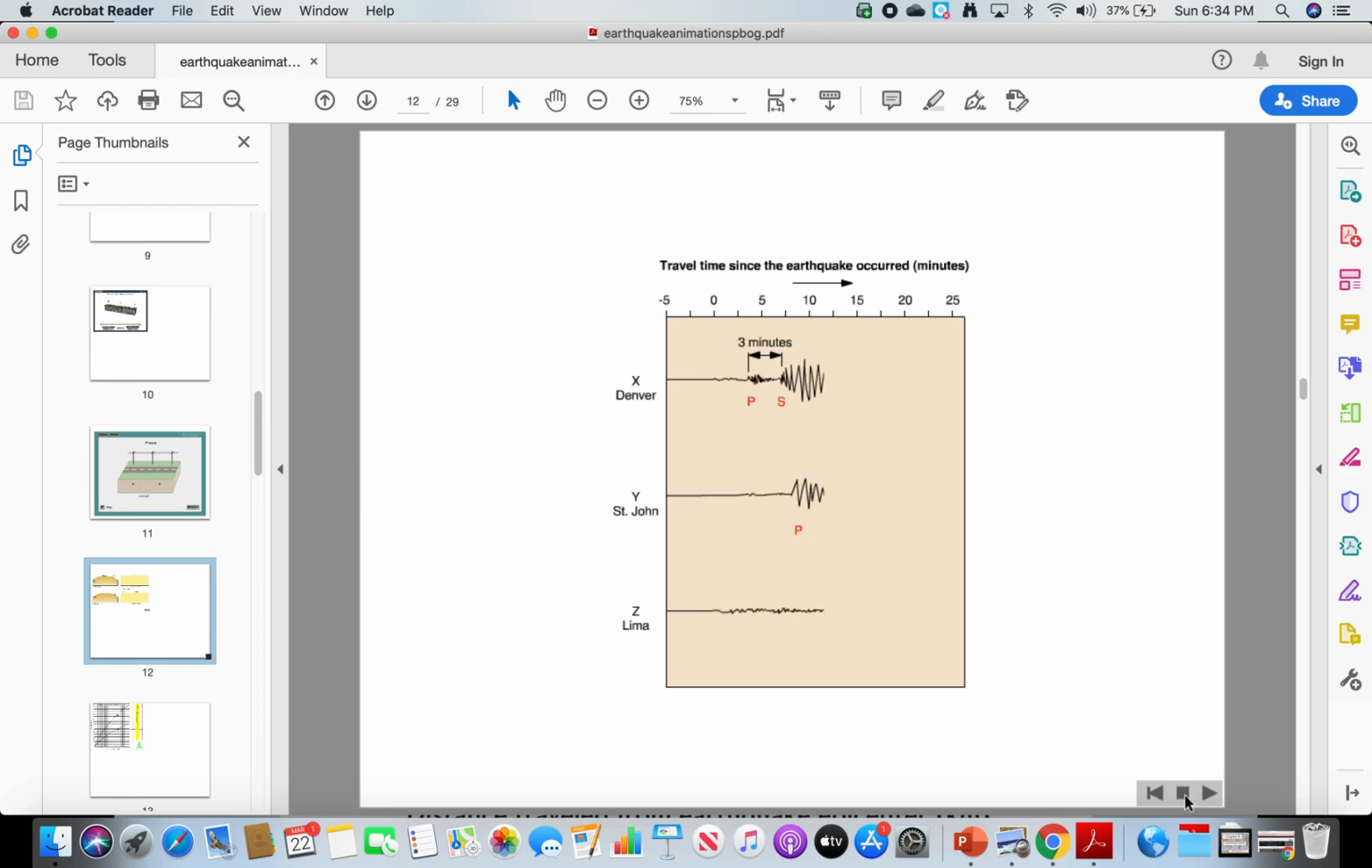Now on this diagram, we have 3 seismograph stations, 1 in Denver, 1 in St. John up in Canada, and 1 in Lima, Peru. The lag time at Denver was 3 minutes. The lag time at St. John was 8 minutes, and the lag time at Lima was 12 minutes. Even if you didn't have this up here, how do you know who's closest? That's right. This was the least lag time. So we know that this was closest to the epicenter. But we also know their arrival time. So we have the P arrival and the S arrival for each station.